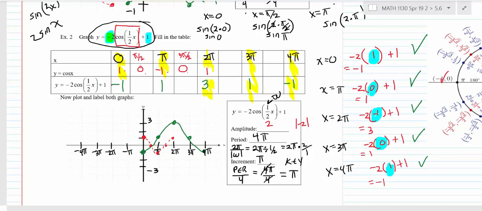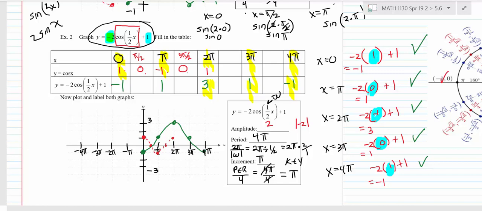So it got reflected. It got stretched. Okay, the amplitude is half the distance from -1 to 3. So the amplitude is 2. That graph is showing you half of that distance is 2. And then the period widened out. And everything got shifted up 1. So it's all of the same basic things there.